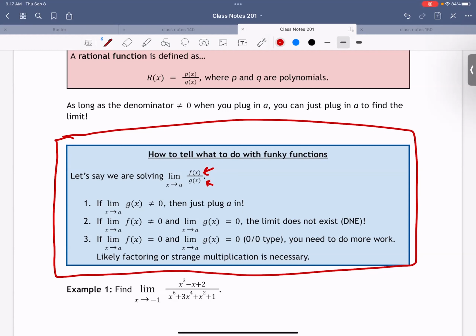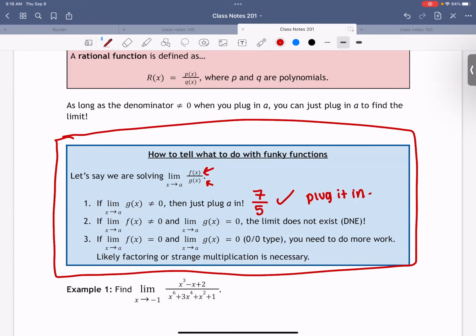First of all, you're going to just plug it in. Plug a in and see what happens. Let me just talk about these 3 steps because they're written kind of weirdly. Let's say you plug it in and you get something like 7/5. The denominator is an actual number and it's not 0. All you have to do is say that's your answer. So this is really easy. You just plug it in.